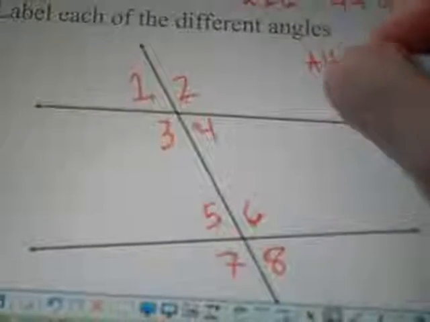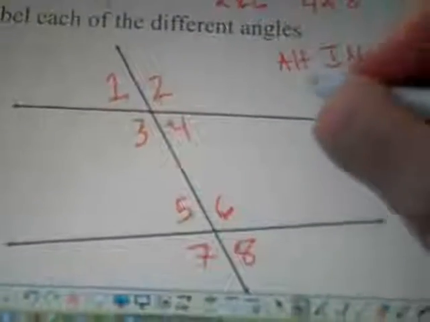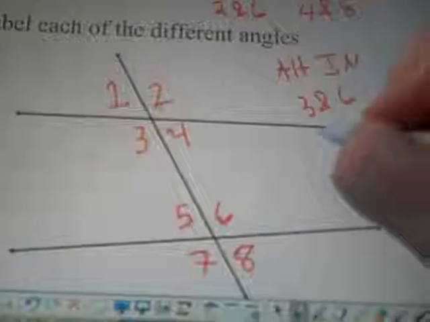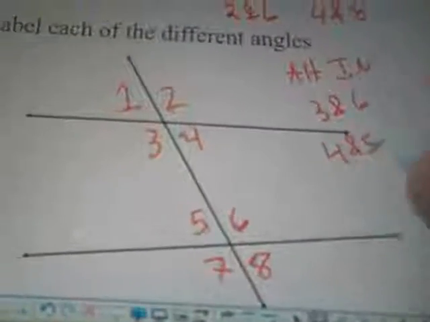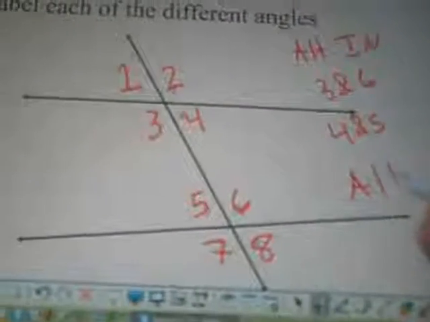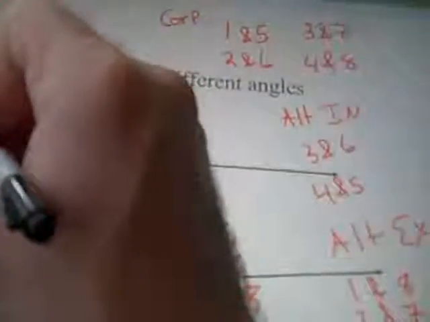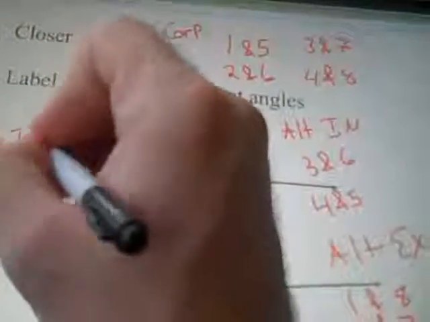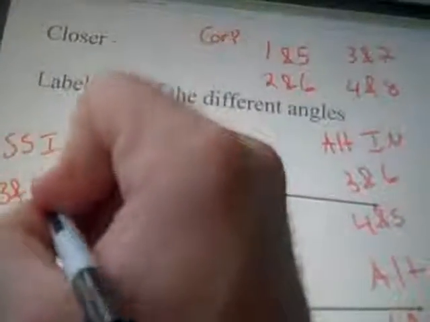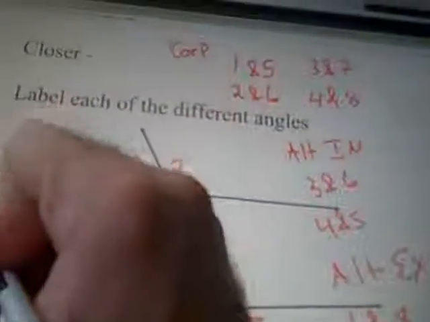So our alternate interiors, 3 and 6, 4 and 5. Our alternating exteriors will be 1 and 8, 2 and 7, and last but not least, our same side interiors, or our consecutive interiors, will be 3 and 5 and 4 and 6.